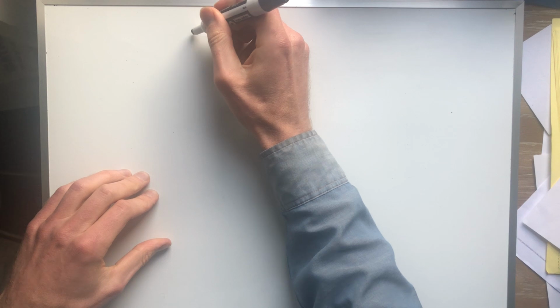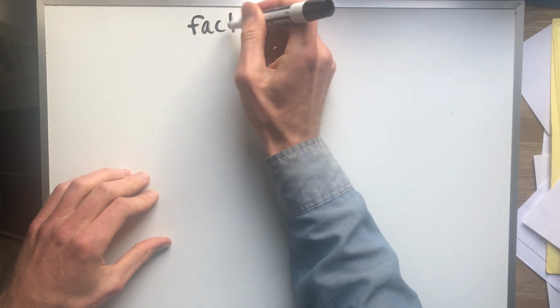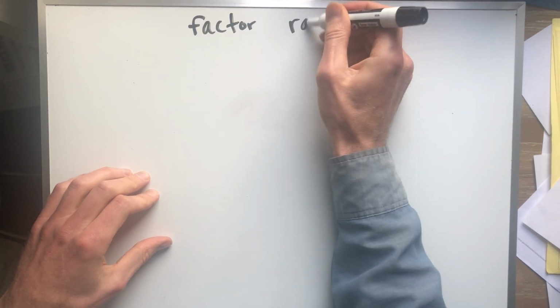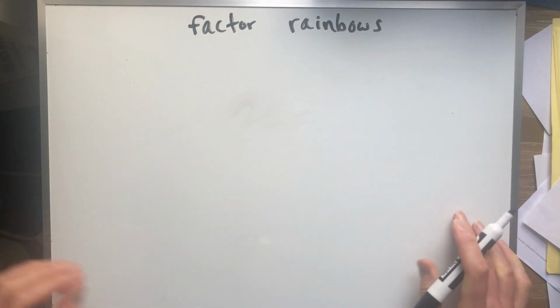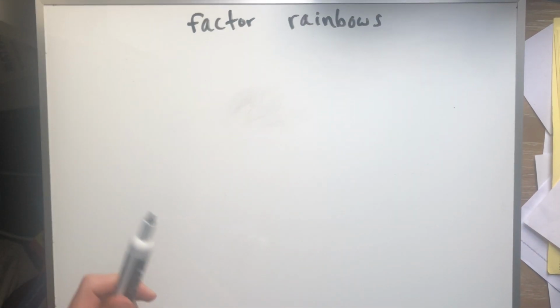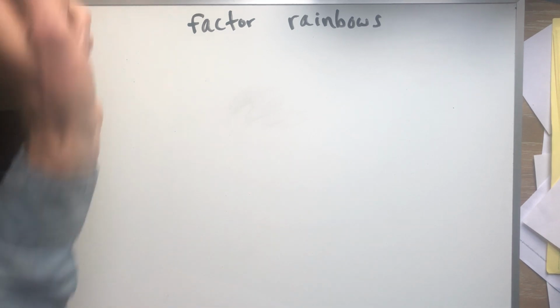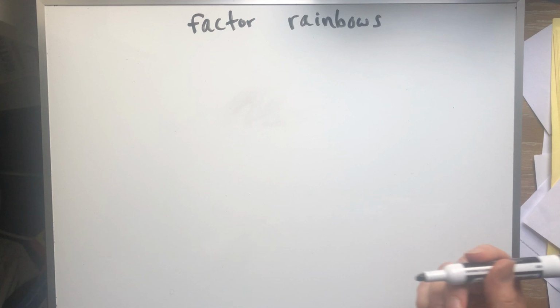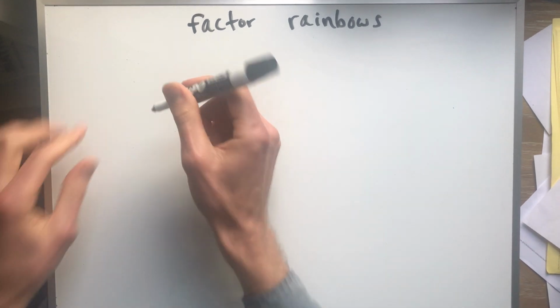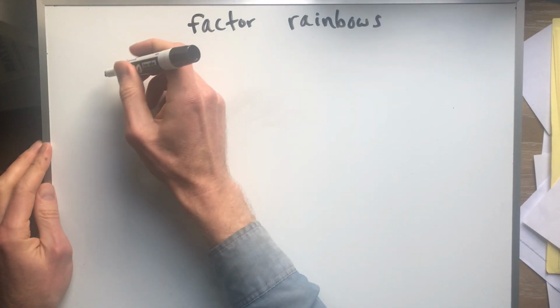Hey guys, we're still working on factors today, and today we're going to be looking at something called factor rainbows. This is something that you can do on a piece of paper. The homework is going to be somewhat similar to yesterday, where you have numbers and you've got to find the factors. Like yesterday, one of the numbers was 8.